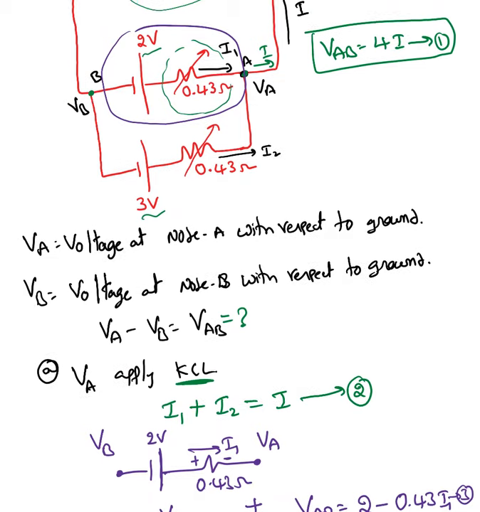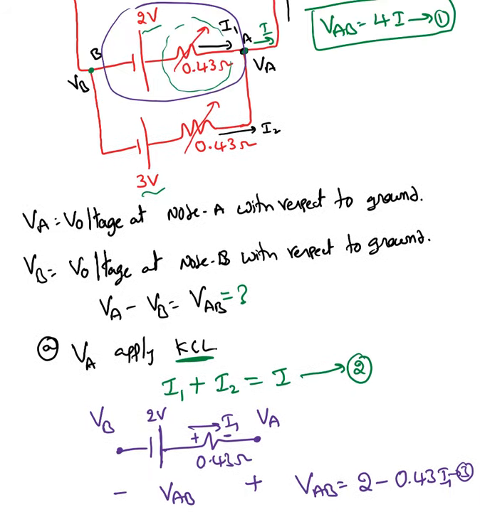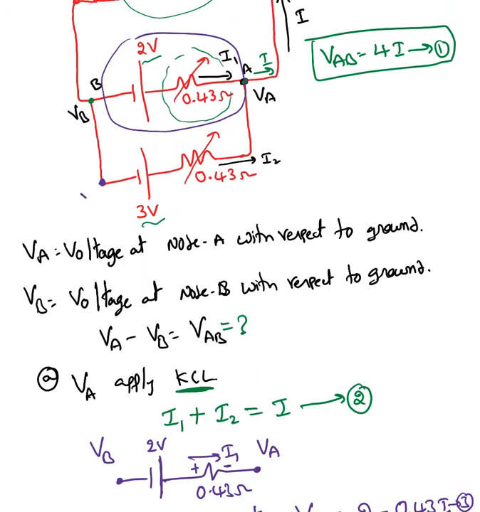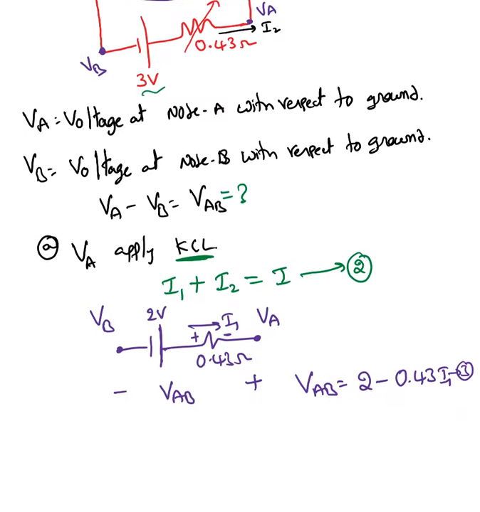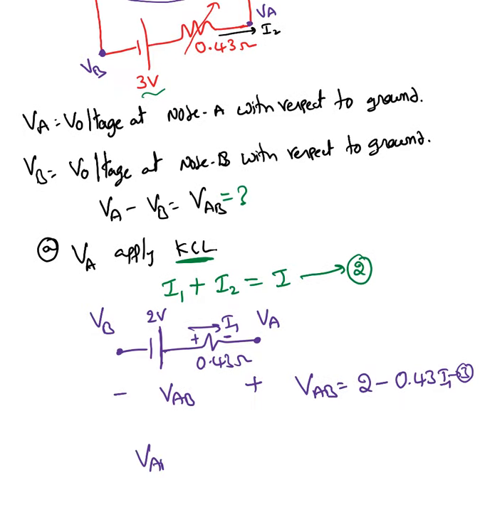Same way, if you look at the second source, I can write the voltage here. This is also the same nodes, VA minus VB equals VAB equals 3 minus 0.43 I2. So this is my fourth equation. Now I have 4 unknowns and 4 equations.